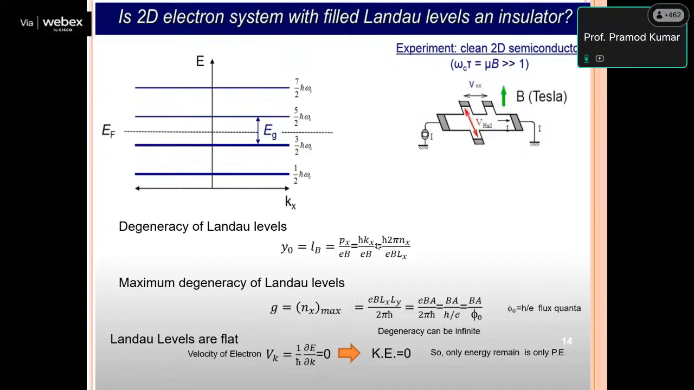Now the next question: what about the group velocity? These Landau levels are totally flat. If you calculate the group velocity, v_k equals (1/ħ) ∂E/∂k, which equals 0. This indicates that v_k is 0 because the Landau levels are flat, so the kinetic energy is 0. Only the potential energy remains. For a charged particle in a uniform magnetic field with zero electric field, we only have the potential energy.